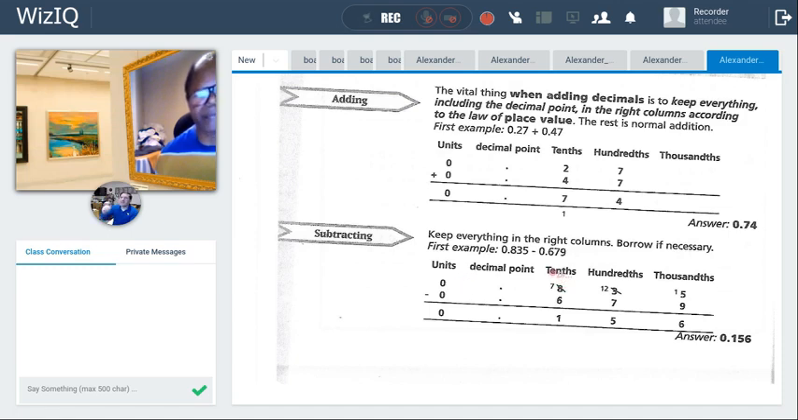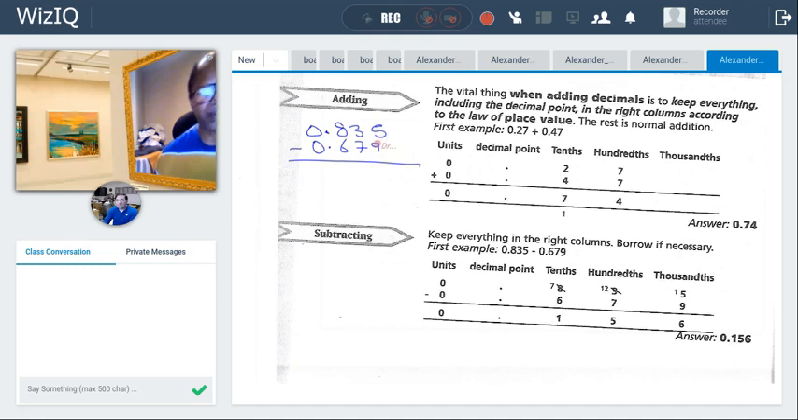Can you see? You can't see. No. That's the end. Let me write. So you have 0.835, and you are subtracting 0.679.